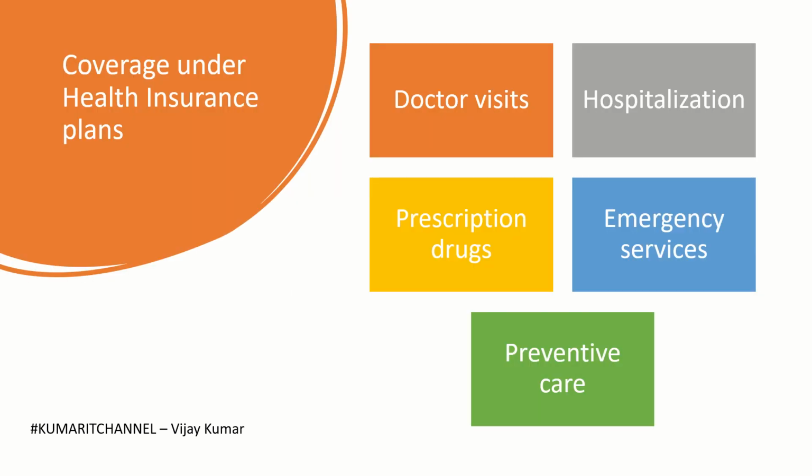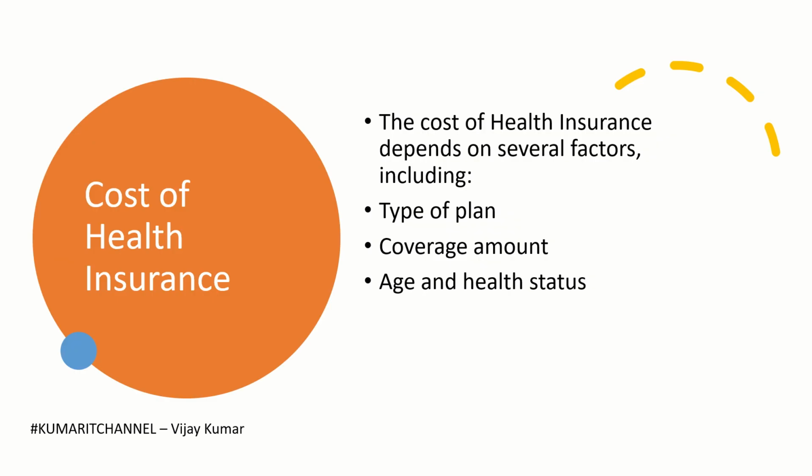Okay. So the next topic is coverage under health insurance plans. Once you take the health insurance, what will be covered? Doctor visits, any kind of hospitalization like inpatient, prescription drugs, emergency services, preventive care, and all this would be covered under the insurance. Okay. And what would be the cost of a health insurance? The cost purely depends on several factors, like the type of plan that we have taken, the coverage amount, age, and health status. These are all the factors it depends on.